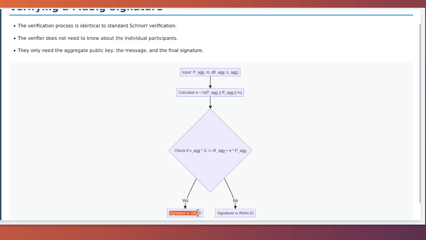This means that systems that are already built to handle Schnorr signatures can verify MuSig signatures without any changes to their verification logic. The complexity is entirely handled by the signers.